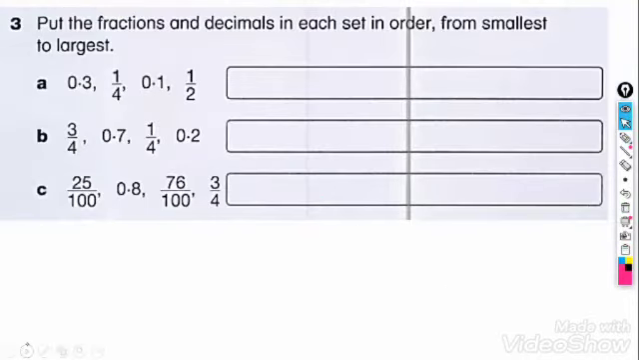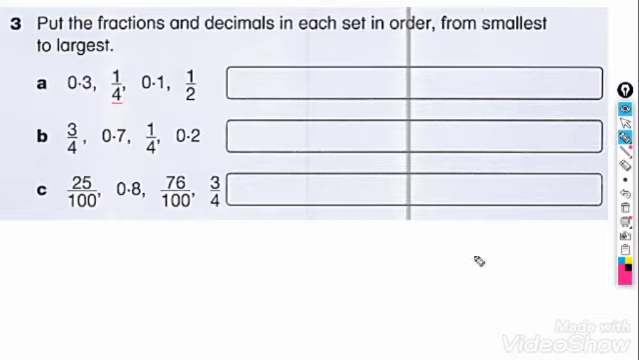Okay, question number 3. They say to put the fractions and decimals in each set in order from smallest to largest. So you can see in each of A, B, and C, you will see a mixture of decimals and fractions. So what you are going to do here, you will either change all the decimals into fractions or all the fractions into decimals. So I will prefer the second one, that I will change my fractions into decimals.